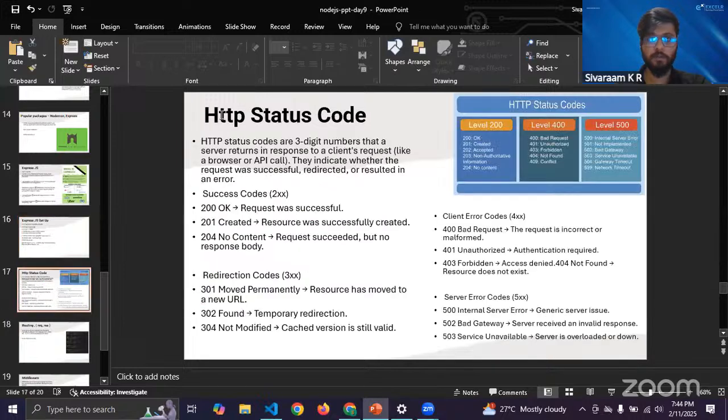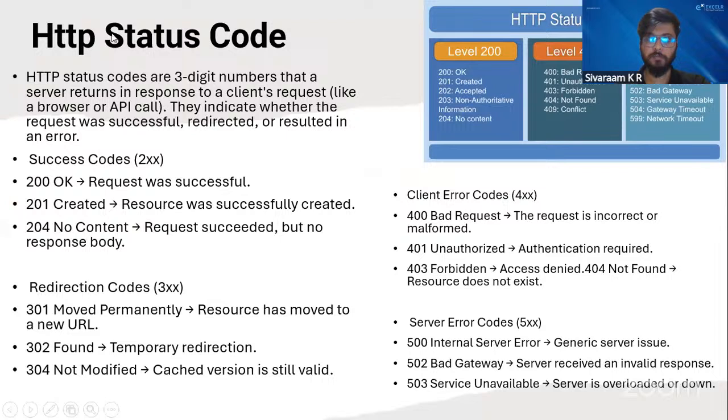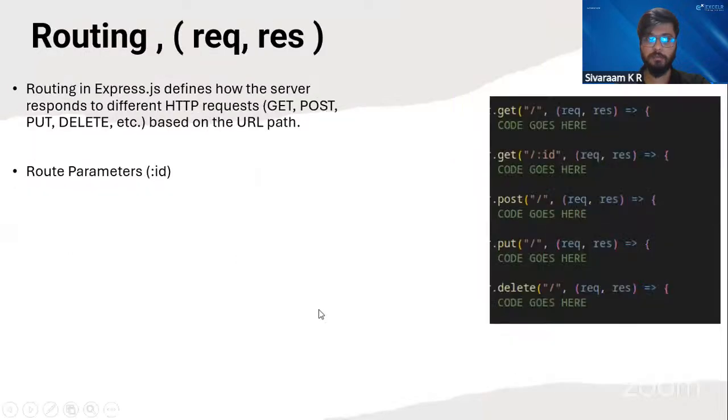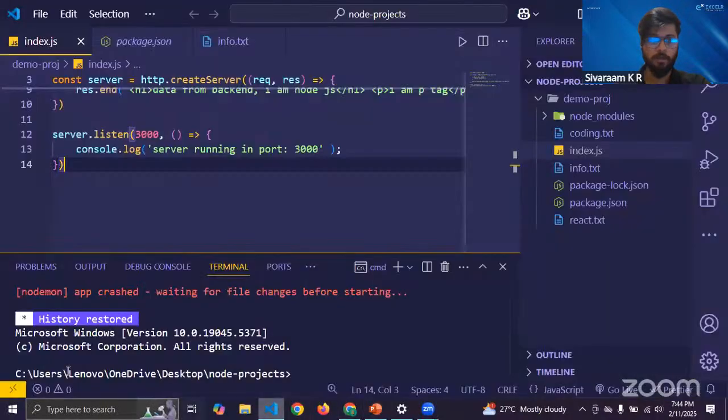In the meantime, let us go through what HTTP status codes are. You know what HTTP is, right? HTTP is nothing but the Hypertext Transfer Protocol. It is a set of protocols which you require for communication between the client and the server. What is our client? Our client is the browser, and our server is the backend. Okay, now my project has been opened.